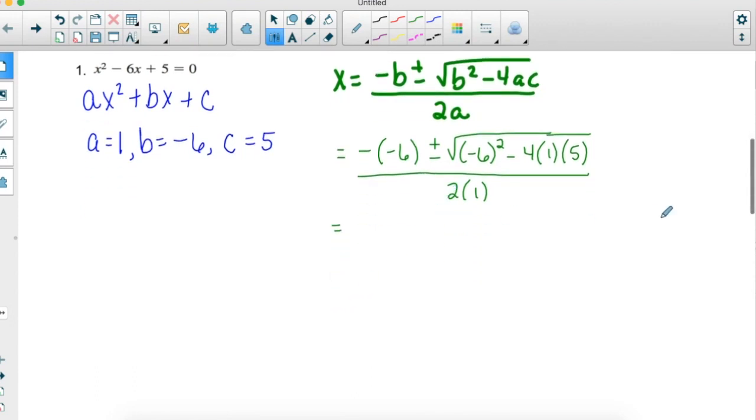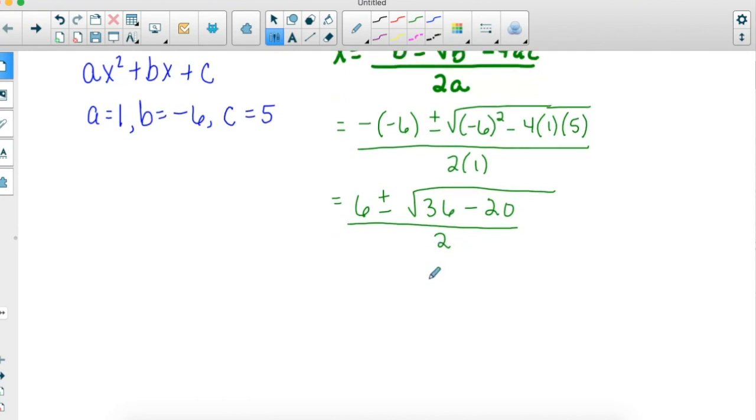We're going to go ahead and simplify. A negative times negative 6 is positive 6. So far we have positive 6 plus or minus. Now we're going to simplify everything inside the square root. Negative 6 to the second power means negative 6 times negative 6, which is 36. So inside the square root we have 36. And now I'm going to simplify this. Negative 4 times 1 times 5 is negative 20. Then all of that over 2 times 1, which is 2.